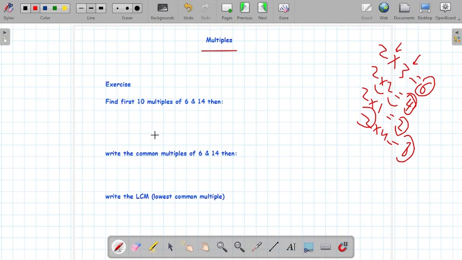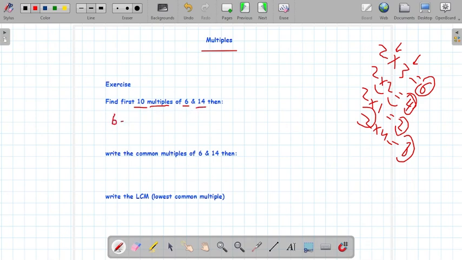So when I try to do the same thing here, we'll read this exercise. When it comes to multiples, multiples are infinite. It's not like factors. Factors, you can write a limited number of. Any number can have 2 factors, 3 factors, 4 factors, but multiples are infinite. So we'll try to answer this question. It says: find the first 10 multiples of 6 and 14.